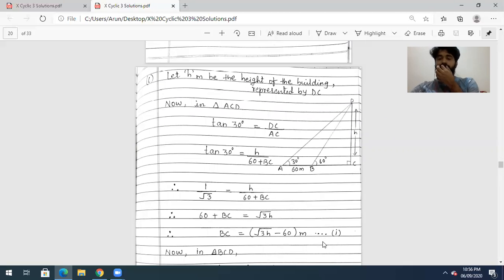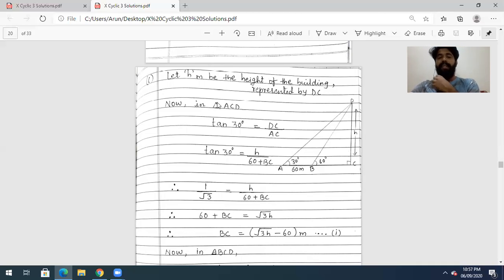Going on to the next question. A man observes the angle of elevation of the top of a building to be 30 degrees. If he walks in a horizontal line towards its base and the angle of elevation changes from 30 to 60 degrees on walking 60 meters, you have to find the height of the building correct to the nearest meter. So we'll first make the building DC. A would be the initial position of the man, B will be the final position of the man, AB is 60 meters, and take the height of the building as H.